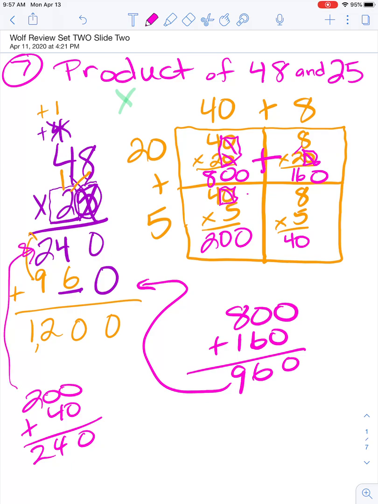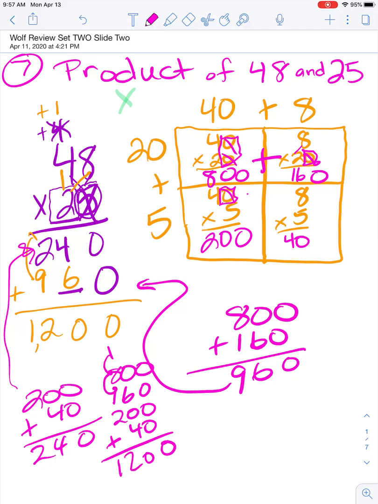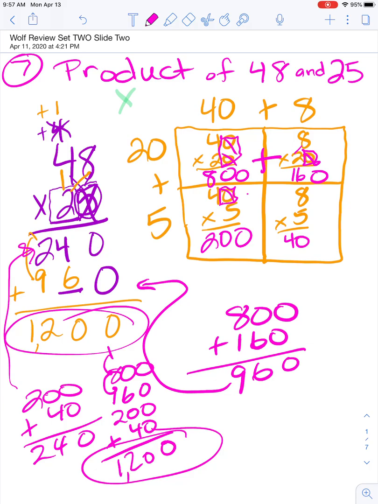So we're going to add. I could have just done this, 800, 160, 240. I could have totally done that. I just wanted to show you those partial products, how they added up. This is 9, 10, plus 2 is 12. Got the same product, 1,200. Hope you got that. I don't care which way you use, whatever works best for you.